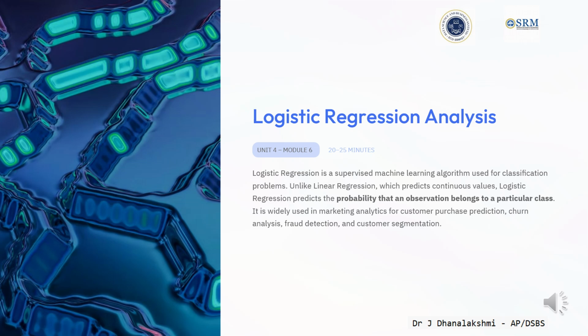Welcome to Unit 4, Module 6 of Marketing Analytics. In this lecture, we will explore logistic regression analysis, one of the most widely used supervised machine learning algorithms for classification problems. Unlike linear regression, which predicts continuous numerical values, logistic regression predicts the probability that an observation belongs to a specific category. It is widely applied in marketing analytics for customer purchase prediction, customer churn analysis, fraud detection, and customer segmentation. Understanding logistic regression enables organizations to make accurate, data-driven decisions based on historical customer information.